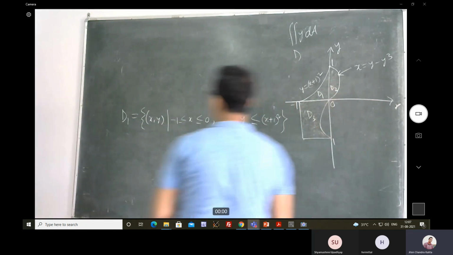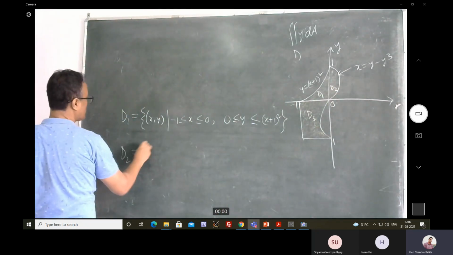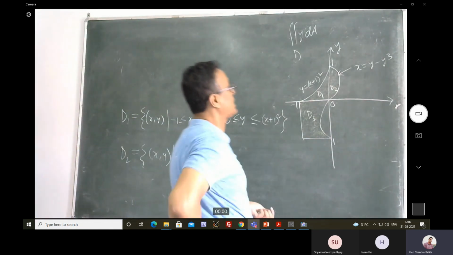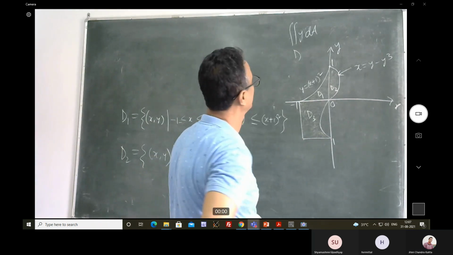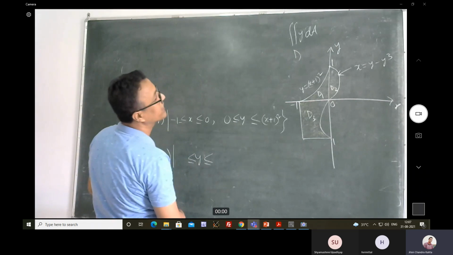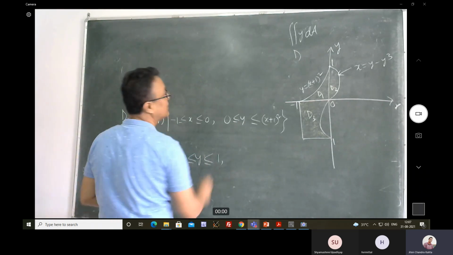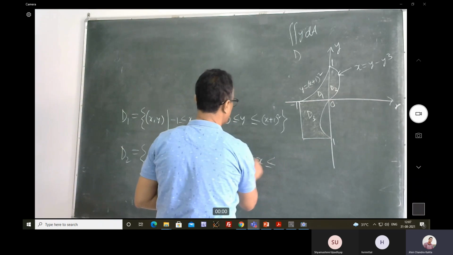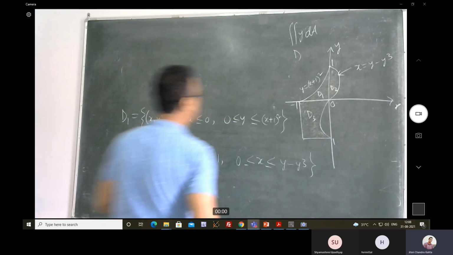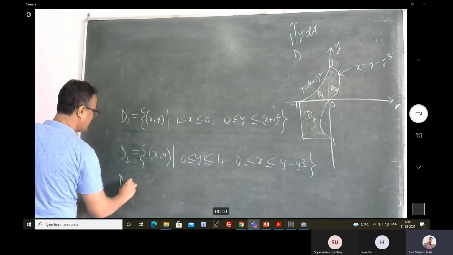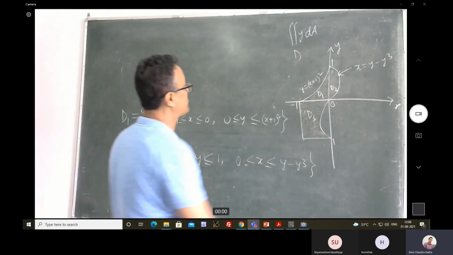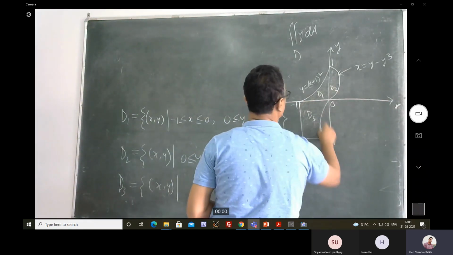Now let us concentrate on D2. So are you going to express it as type 1 or type 2? Type 2. So for that, y goes from 0 to 1, and x goes from 0 to y squared. Okay. And again D3 is again type 2, right? It is type 2 because I have left and right curves.